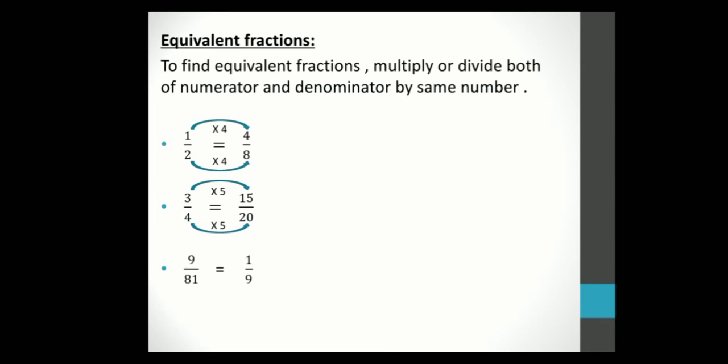9 over 81 can be written as 1 over 9. So in this one, we divide 9 by a number to get 1. 9 divided by what to get 1? 9 divided by 9 equals 1. So I also divide 81 by 9. 81 divided by 9 equals 9. So we divide both the numerator and denominator by 9.